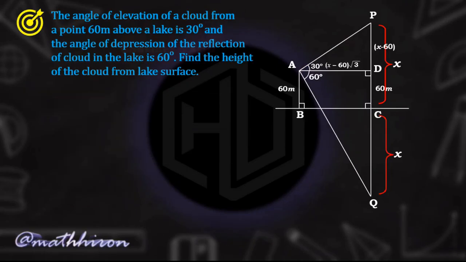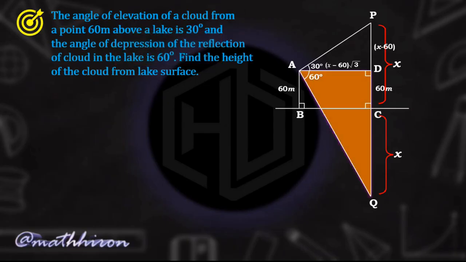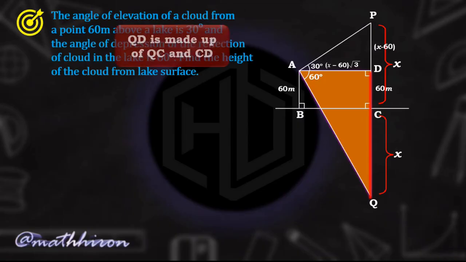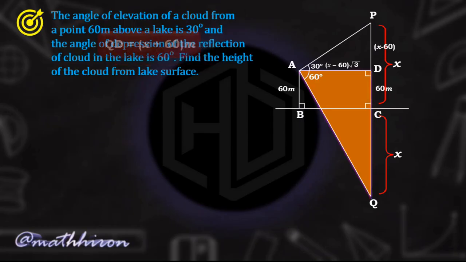Next part, we will consider the next triangle, that is triangle AQD. This one. So with respect to this triangle AQD, please observe QD. QD is the perpendicular and QD is made up of, just look at this, QD means it is the sum of QC and CD. QC we assumed as X and CD we got as 60. So what is the measure of QD? QD in total it is X plus 60.